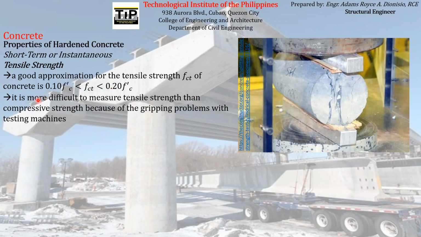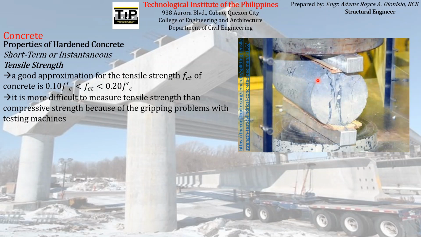But the problem here is it is more difficult to measure tensile strength than compressive strength because of the gripping problems with testing machines. Because as we all know, if you want to test the compressive strength of a concrete, we just have to subject it to compressive forces, obviously. In the same manner, if you want to test the tensile strength of concrete, all you have to do is subject it to tensile forces to measure the amount of tensile forces it can withstand.